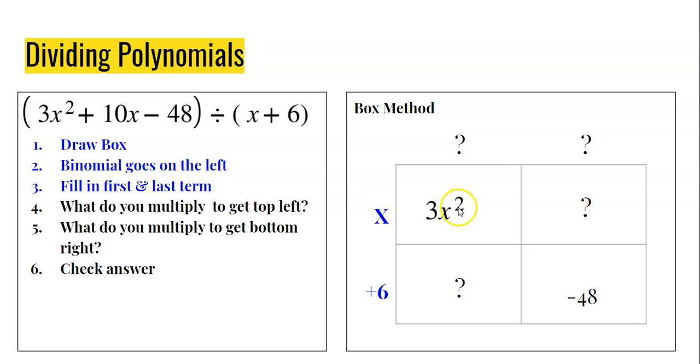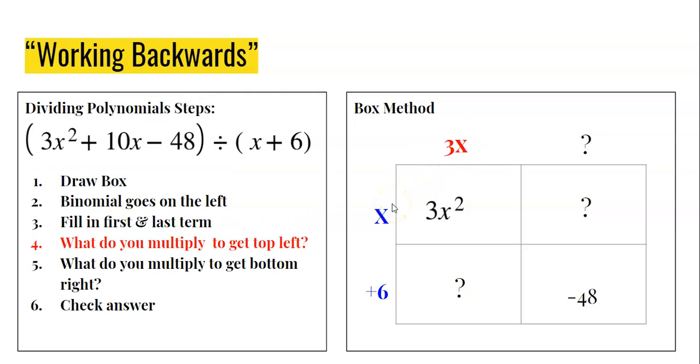First we have to ask ourselves, how do we get 3x squared? We know we have to multiply by x. So what do we multiply by x to get 3x squared? Since we have a 3, and there's no number here, no constant or coefficient, we know there has to be a 3 up here. We know x times x is x squared, so we have to multiply by 3x. 3x times x gives us 3x squared.